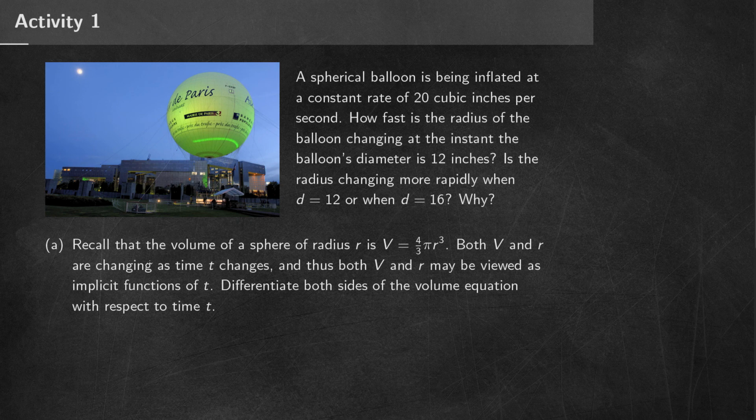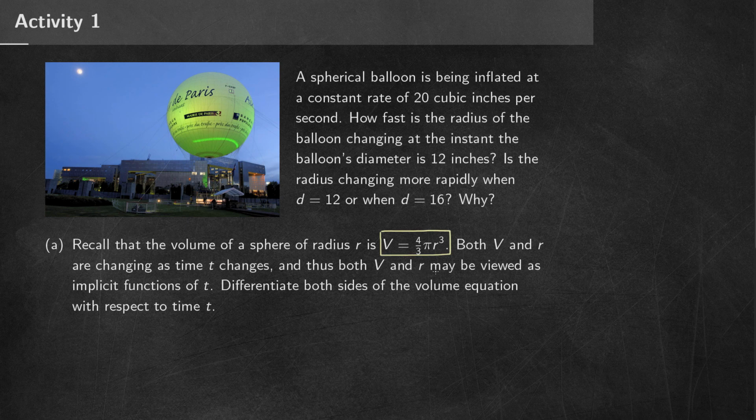So first, we're going to recall that the volume of a sphere with radius r is given by the formula V equals 4/3 pi r cubed. That's the volume of a sphere. Both V and r are changing as time t changes. So the balloon is being inflated. As time moves forward, then the volume is getting larger and the radius is getting larger. So both of these variables are changing, and we want to know how the rate of change compares.